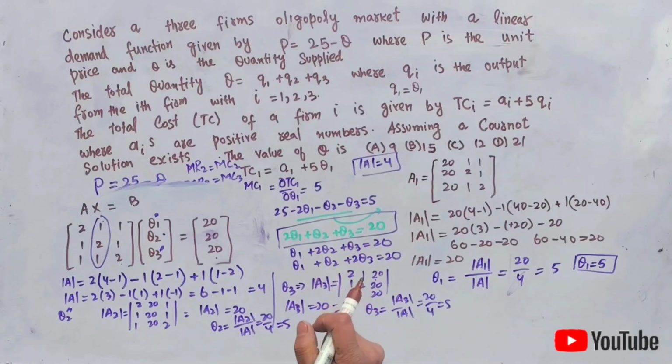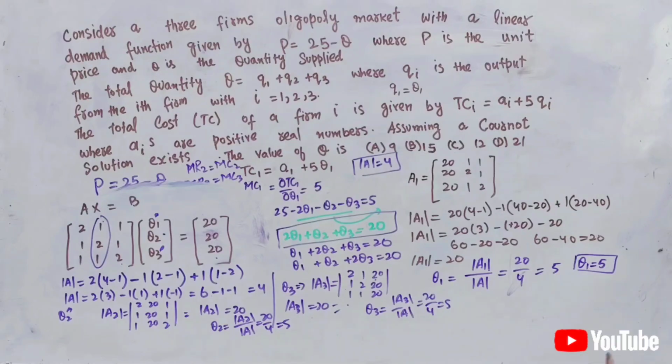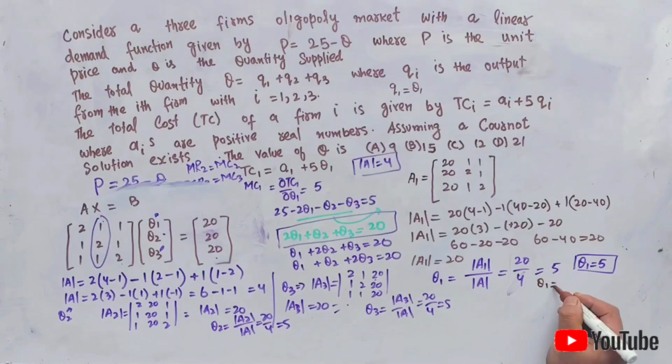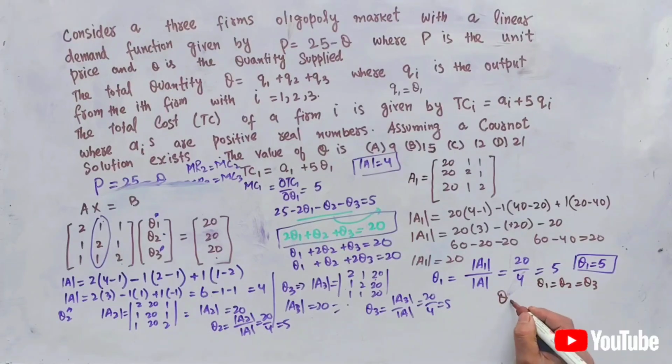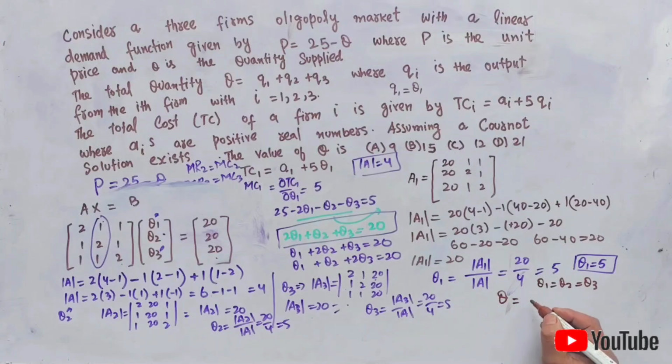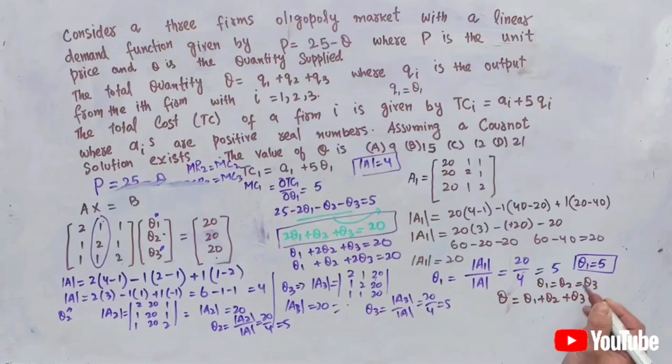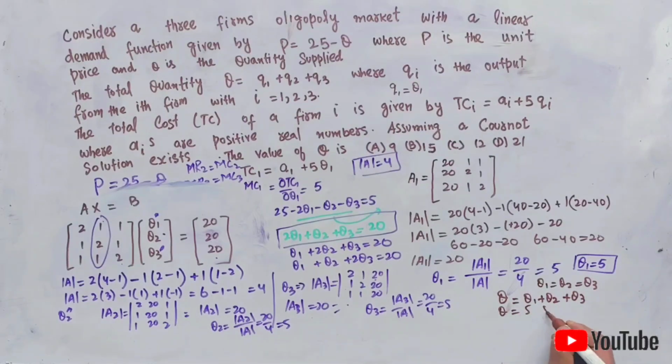Okay, since Q1 is equal to 5 and we have symmetric costs for the firms, that means Q1 will be equal to Q2 will be equal to Q3. That means the total output in this market, since Q is equal to Q1 plus Q2 plus Q3 and Q1 is equal to 5, Q2 and Q3 are also 5, so Q will be equal to 5 plus 5 plus 5, which is equal to 15.